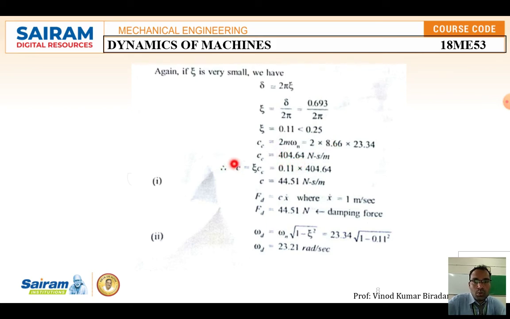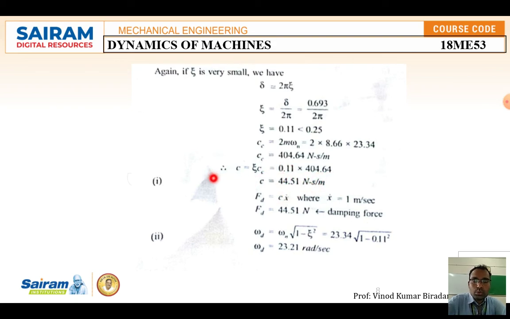Now that you know the omega n value and zeta value, go for calculating the c value, that is the damper. So damping c is equal to zeta into cc. The zeta value is 0.11 and cc is 404.64. If you calculate, the damping coefficient is equal to 44.51 newton second per meter. Writing the unit is very, very important, so don't forget to write the unit.